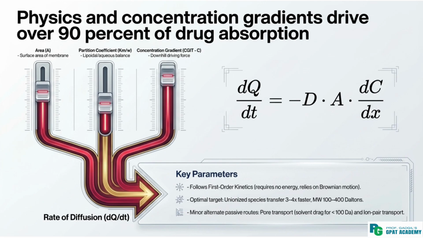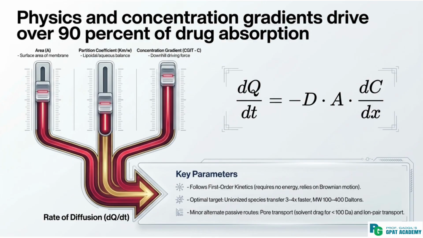First, we will discuss the passive diffusion. It is also called non-ionic diffusion. It is the major process for absorption of more than 90% of drugs. The driving force for this process is the concentration or the electrochemical gradient. It is defined as the difference in the drug concentration on either side of the membrane.